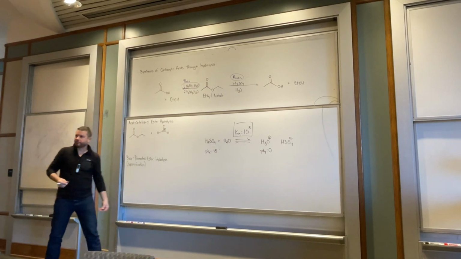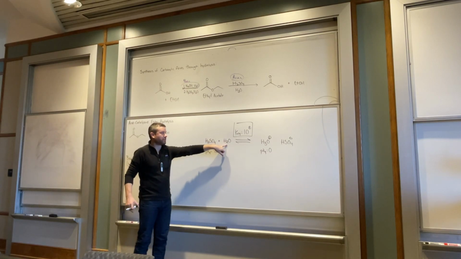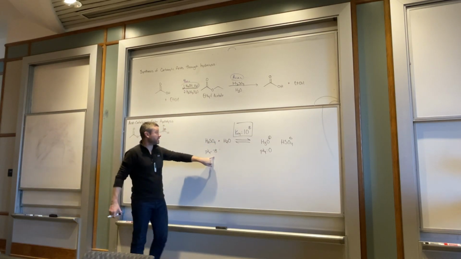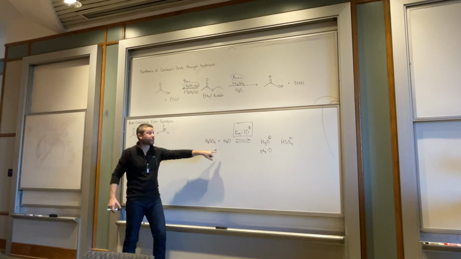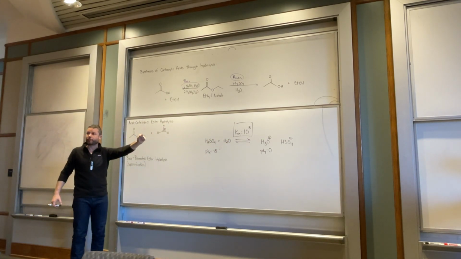It's an exothermic reaction. You add a strong acid to water, you're taking the proton off the strong acid, and it ends up on the oxygen of the water. This is sulfuric acid. The equilibrium constant of this reaction is 10 to the 8th, so really far to the product side of the reaction.